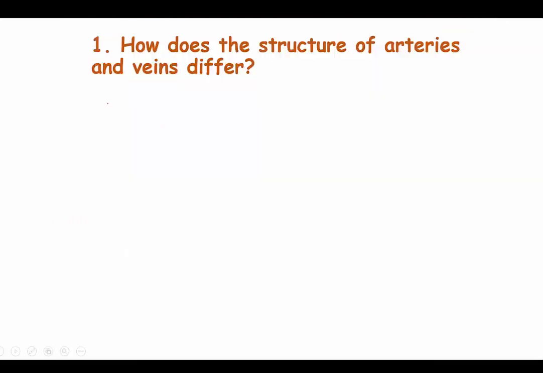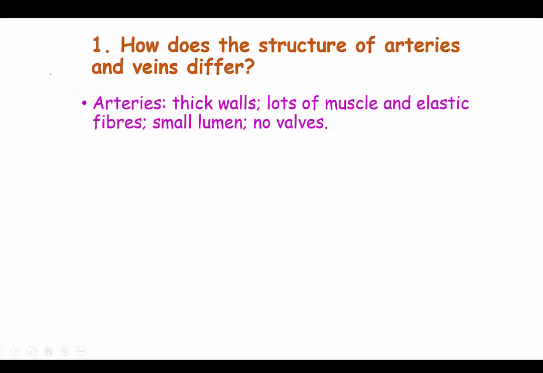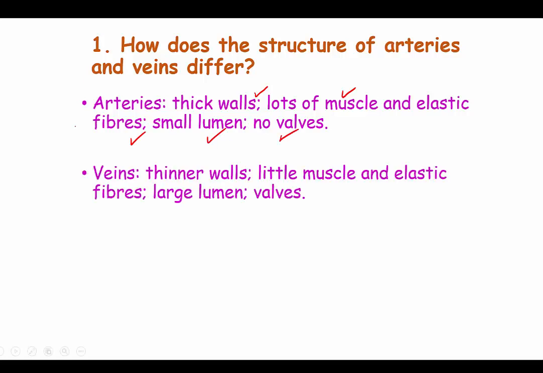Now, just to finish this bit off, there are a few wee questions about it. These are typical questions based on this unit. How does the structure of arteries and veins differ? Arteries have thick walls, lots of muscle and elastic tissue, a small lumen and no valves. There's lots of things you can say here. Whereas veins have thinner walls, little muscle and elastic fibres, a large lumen and valves.